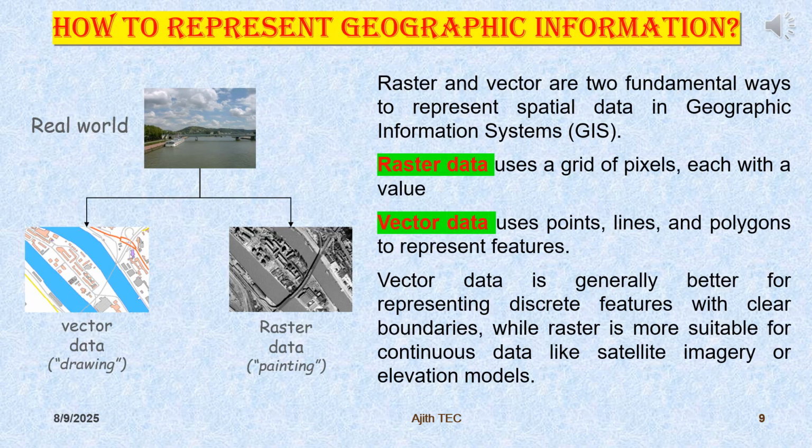How to represent geographic information. Raster and vector are two fundamental ways to represent spatial data in geographic information systems. Raster data uses a grid of pixels, each with a value. Vector data uses points, lines, and polygons to represent features. Vector data is generally better for representing discrete features with clear boundaries, while raster is more suitable for continuous data like satellite imagery or elevation models.